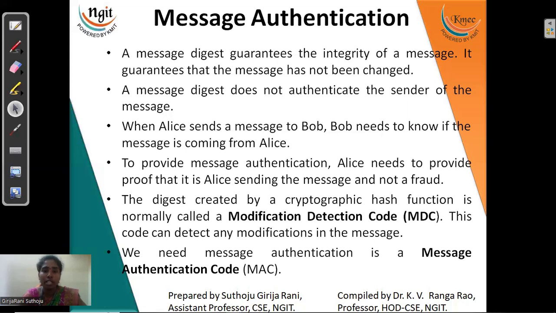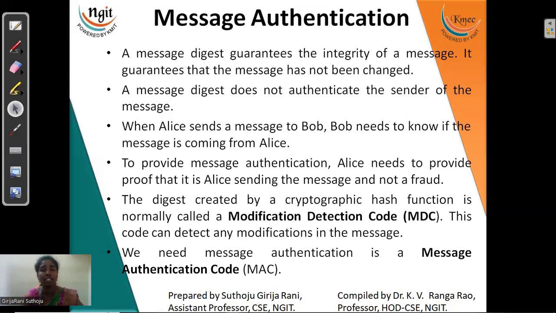Now there are two points, such as MDC and MAC. MDC is nothing but modification detection code. See, modification detection code is directly related to checking the integrity. When the hash code sent by the sender and the hash code generated by the receiver are not the same, then we can say that it is not the proper message sent by the sender. So this is the procedure done by modification detection code, right? Its job is to check only the message integrity.